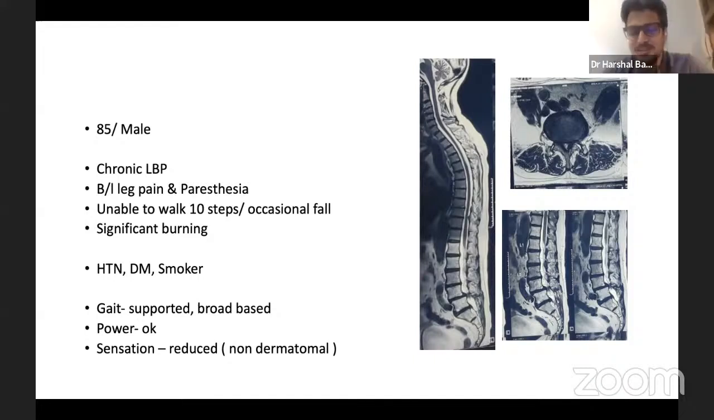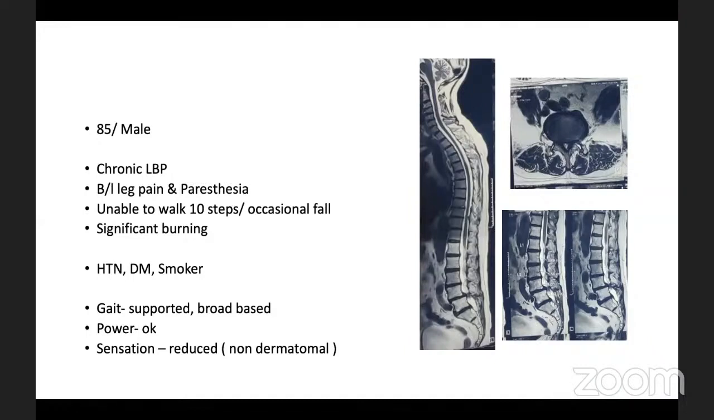Any other questions? Only one point in addition to whatever you all have discussed. I feel a developmentally narrow canal, if it is clearly documented, goes much more in favor of doing a longer segment decompression. Usually developmentally narrow canals call for L1 to S1 type decompression. True, with a well-documented developmentally narrow canal. Agree. You can go on.